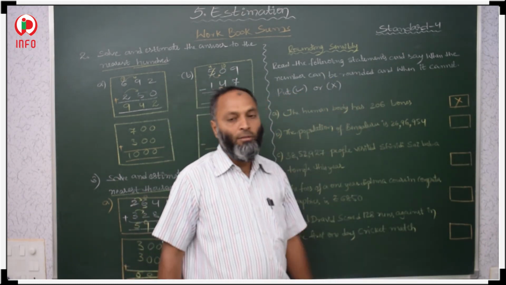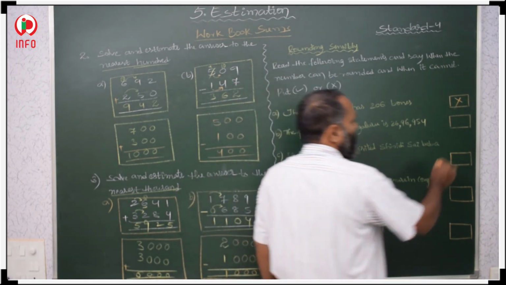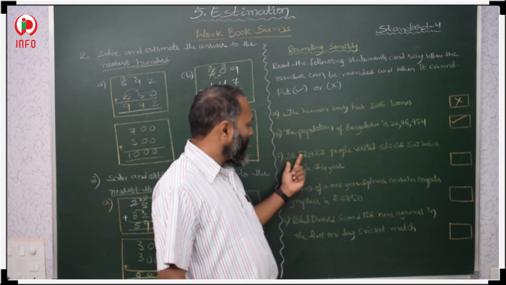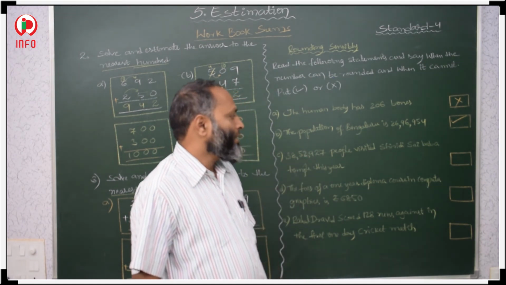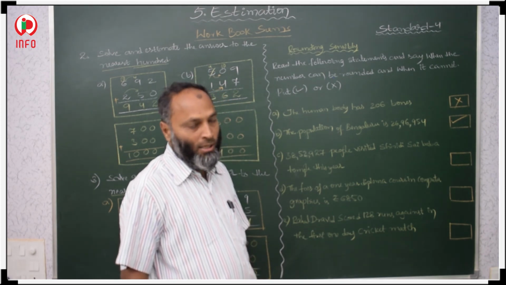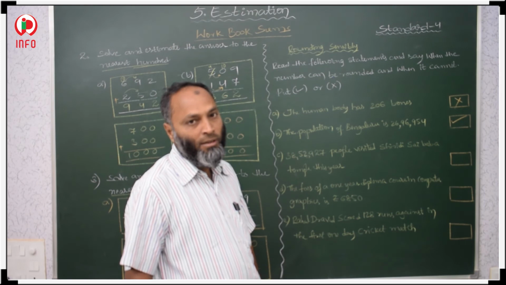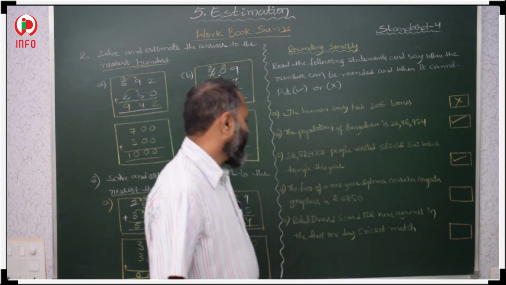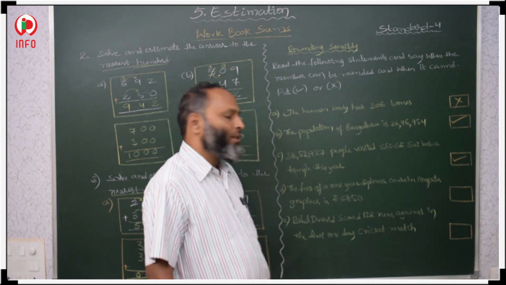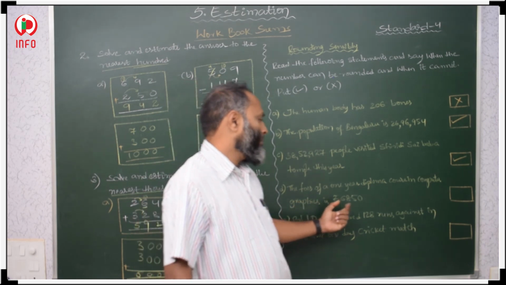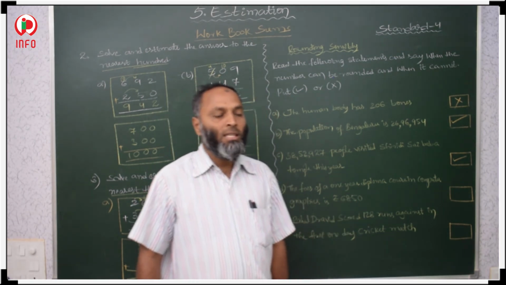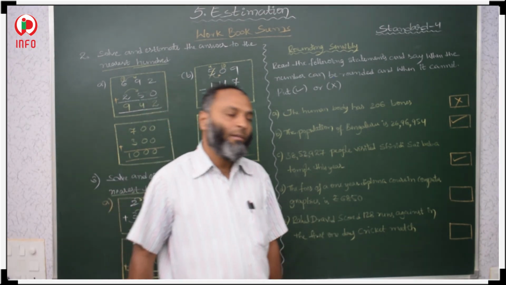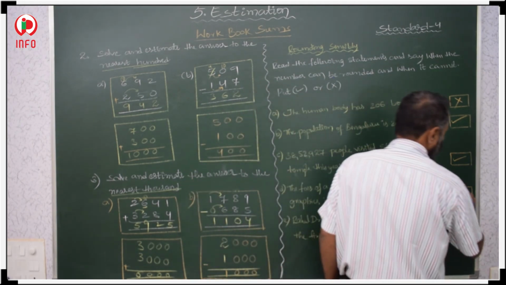Then the population of Bangalore, so that can be rounded. And the number of people: 38 lakhs 52,927 people visited Shirdi Sai Baba temple this year. This many people visited, so it can be rounded. Then the fees of a one year diploma course in computer graphics, 6,850. The amount, the fees, can be rounded. So this is also rounded.